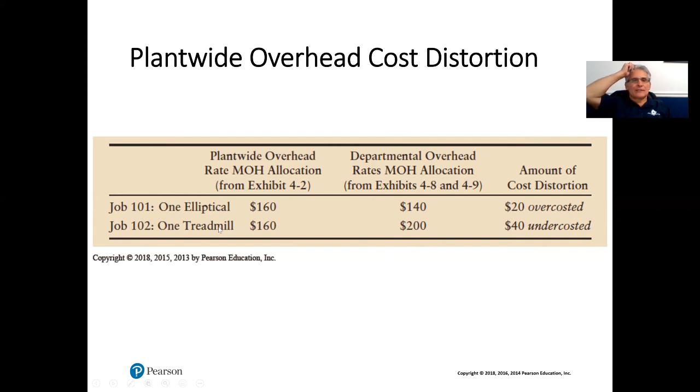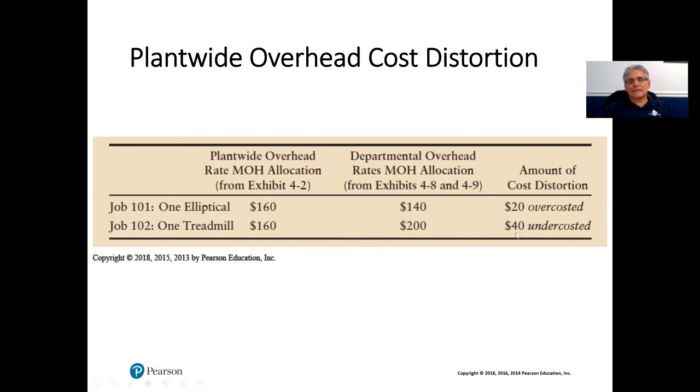So we'll look at these differences and see, are they significant? Well, the difference between plant-wide overhead and the department overhead allocation rate for job 101: if we would have stuck with the plant-wide overhead rate, we would have overstated costs by $20. So 160 was with the plant-wide, and it was only 140. So we would have missed it by what? By $20. If we look at job 102, we would have allocated 160, and in fact, we should have allocated 200 in a more sophisticated way. So now we're undercosted by $40.